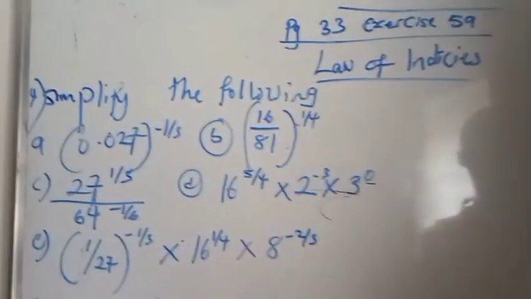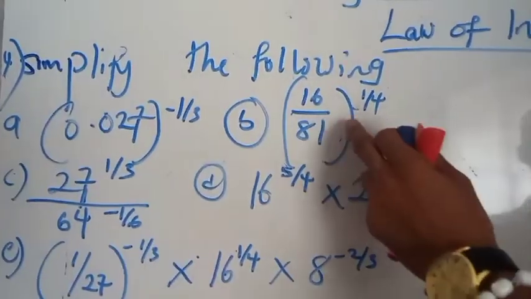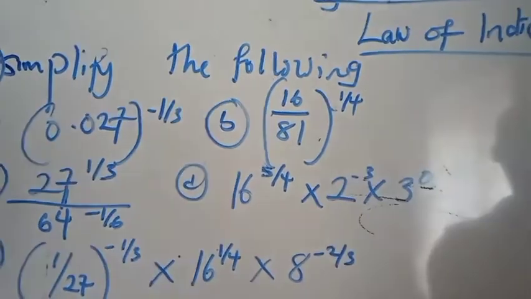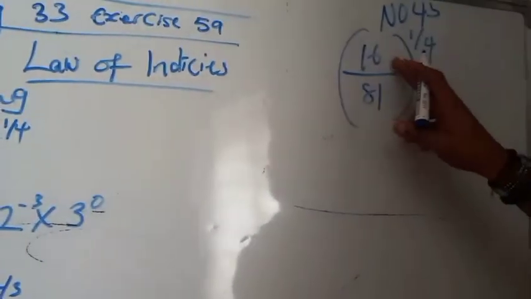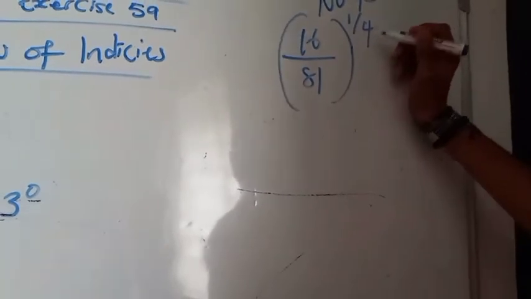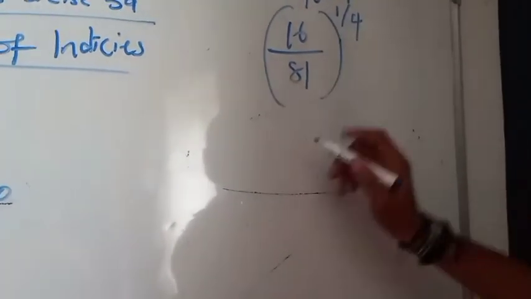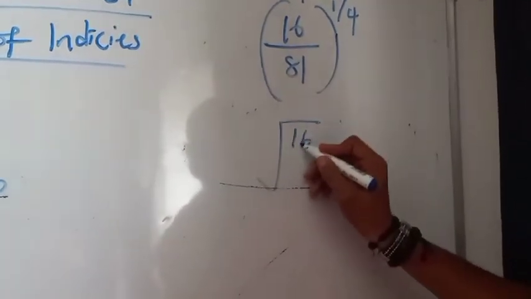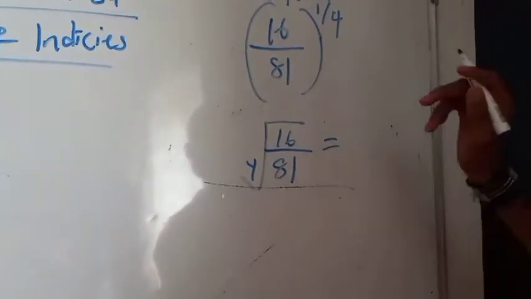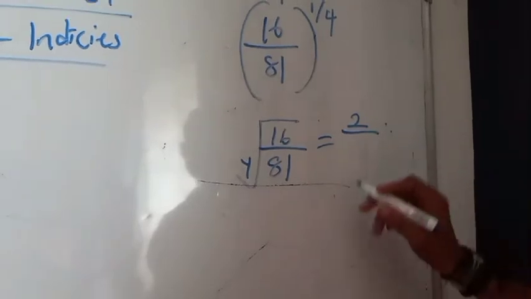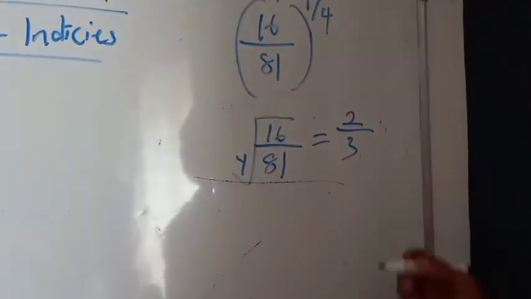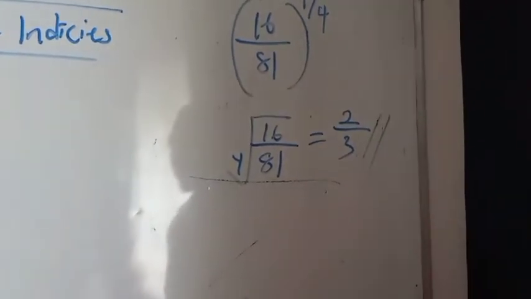Go to number 4b. My 4b question says 16 over 81 to the power 1 over 4. Okay, let's go to the board now. This is a fractional law, and the denominator is the 4th root. So I will find the 4th root of 16 and 81. The 4th root of 16 is 2, because 2 times 2 times 2 times 2 gives 16. The 4th root of 81 is 3, because 3 times 3 is 9, 9 times 3 is 27, 27 times 3 is 81. So 2 over 3 is my final answer.